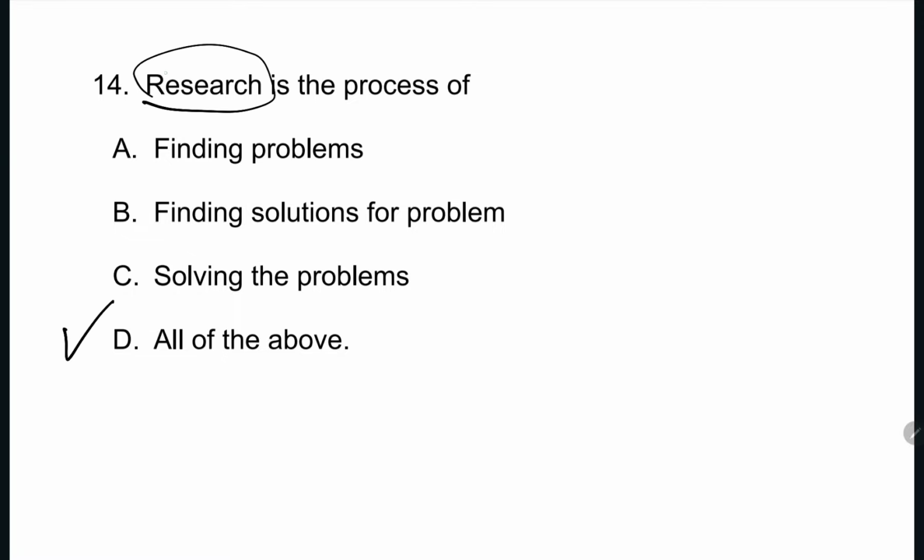So research is nothing but re, again, search, searching. We can use research for finding problems. We have to find the problems in the population or the community, in the college, education, health facilities, whatever it is. And option B, finding solutions for the problems. Option C, solving the problems. So research is nothing but all of these.